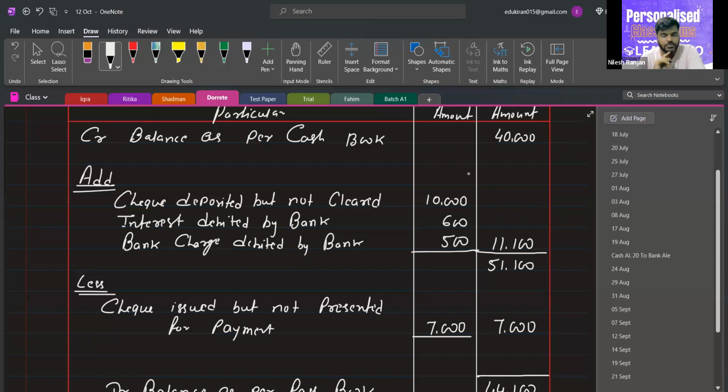So in this question, you can see we have written all the items just opposite, because check deposited should be on the left side, interest debited should be on the left side, bank charge should be on the left side, but we have written all these items on the right side. So now tell me, is everything clear?